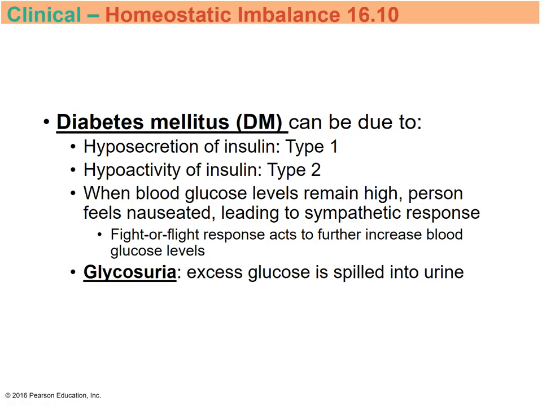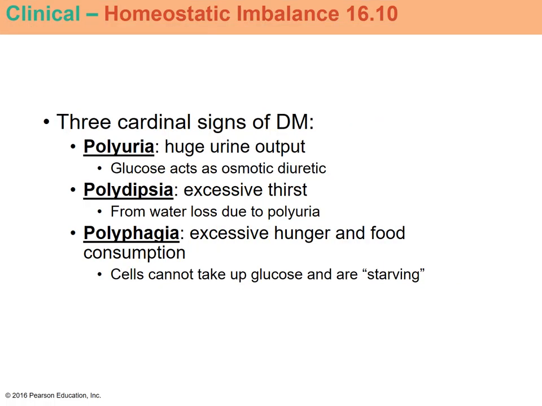So what happens is when the blood glucose levels remain high, the person can start to feel kind of nauseated. That can lead to the sympathetic response, which is that fight or flight, which is further going to increase blood glucose levels. And so you end up with these high levels of glucose. It gets even higher. Excess glucose can eventually be released, and you don't normally find it there, but that can be one sign of diabetes. There are three main signs. There can be several, but these are three main ones for diabetes.